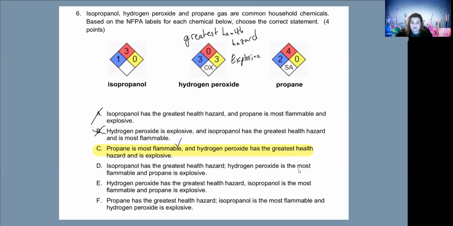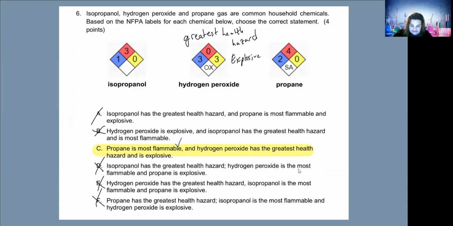Let's just check the rest to be sure, okay? So for letter D, isopropanol, greatest health hazard, that is wrong. Hydrogen peroxide, greatest health hazard, that is correct. Isopropanol is the most flammable, that is incorrect. And for F, propane has the highest health hazard, that's also incorrect. Okay, so for this question, you should have gotten C.